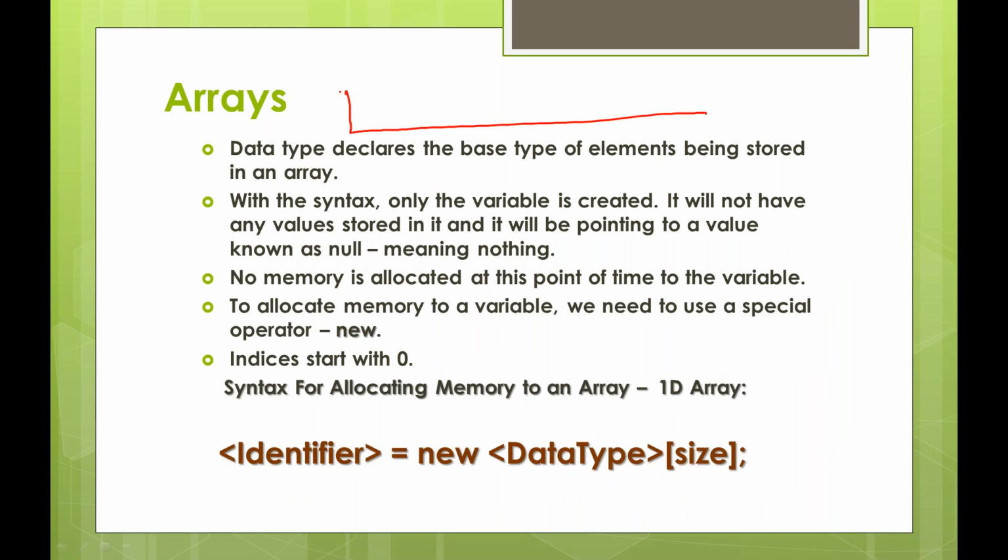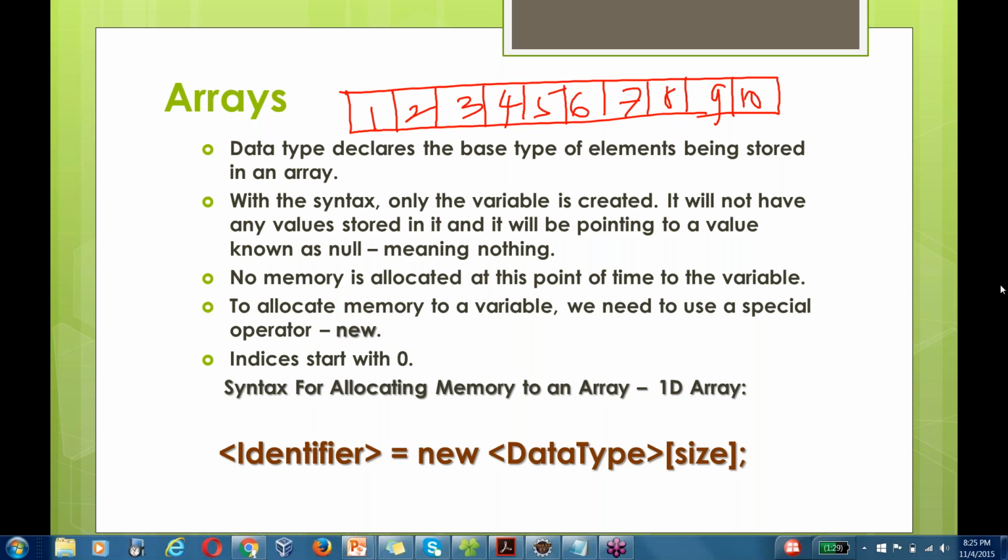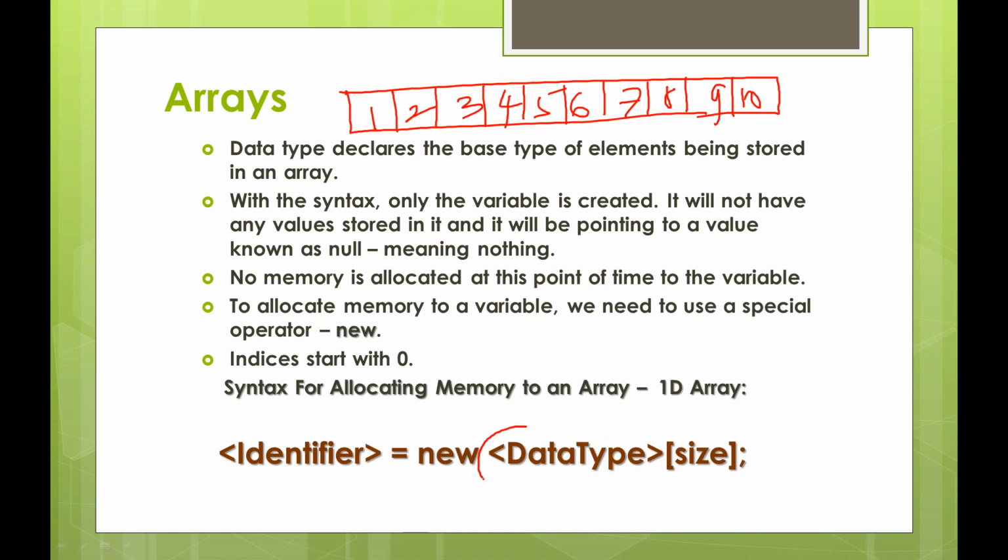Let me write here 1, 2, 3, 4, 5, 6, 7, 8, 9, 10. Yeah, Abid is asking a question: should each and every element of the array be within the range of the specified data type? Whatever data type we specify while declaring, we specify a data type.